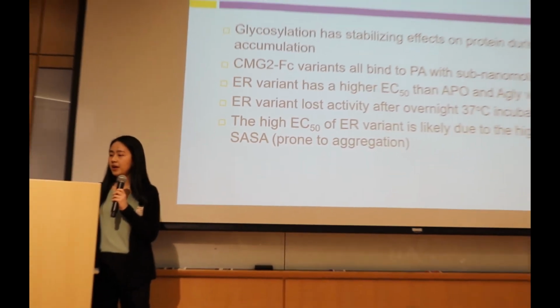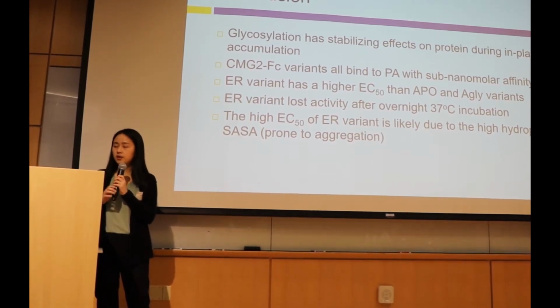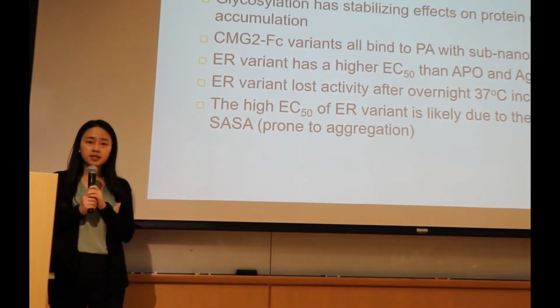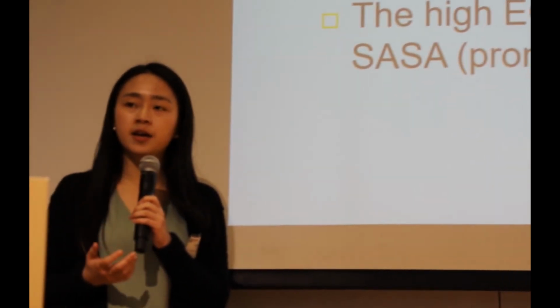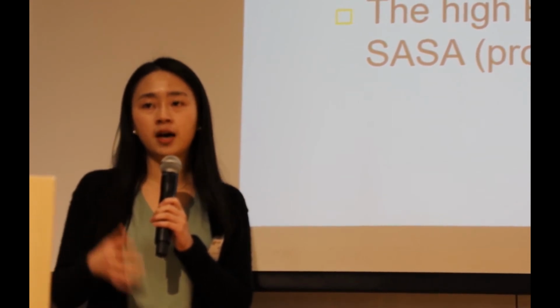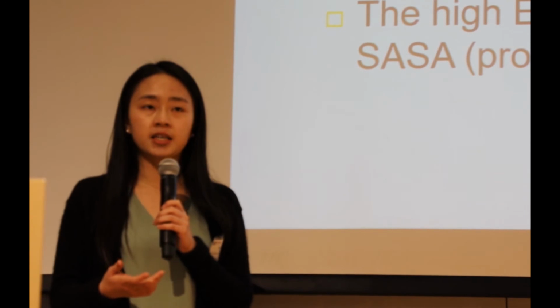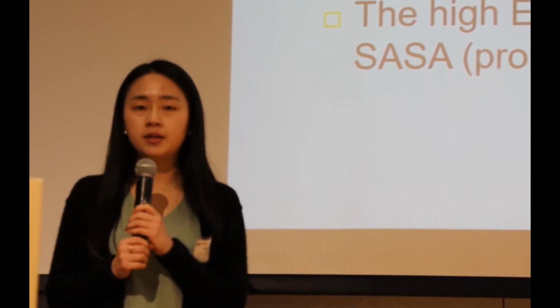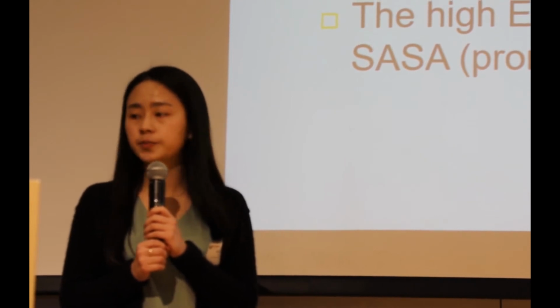Summarizing everything we have seen in the study, the following. First, we found glycosylation has a stabilizing effect on protein during in planta production, evidenced by a higher expression level for the glycosylated variants compared to the non-glycosylated variants. Secondly, we found that the binding kinetics between CMG2Fc and protective antigen is independent from the glycosylation profile.